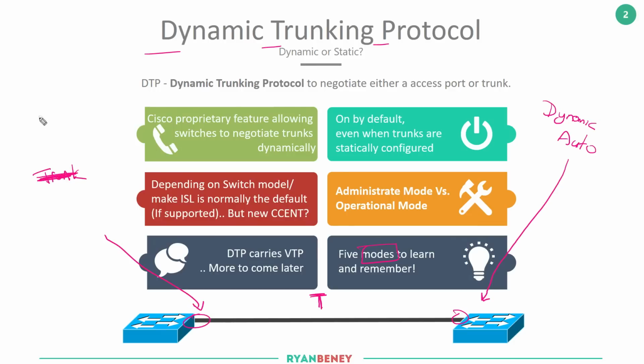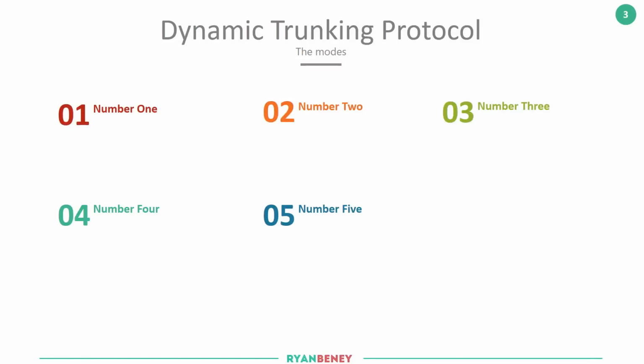If on this side we also have it as dynamic auto, then the output is it won't form a trunk, it will probably become an access port. And it's important that you understand the combination of these modes and the output they produce, and we'll go onto a switch and we'll play with those modes and we'll see what we're able to produce. So what modes do we have with DTP?